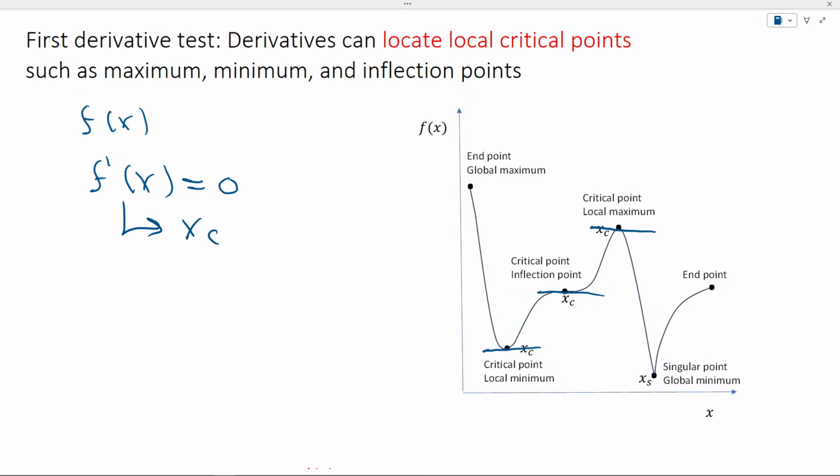But I have a problem here. I can know that this critical point is a minimum, this critical point is a maximum, and this critical point is an inflection point because I'm plotting it. Can I know this without plotting it? Yes, you can. By finding the second derivative, this is called the second derivative test.